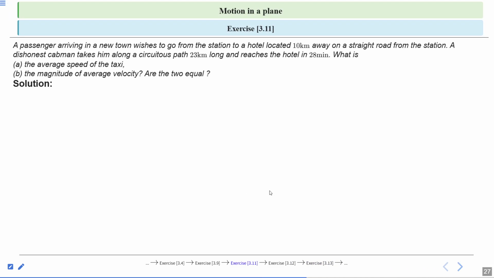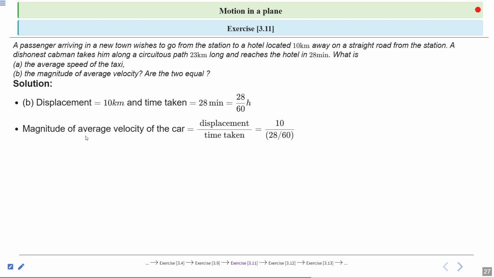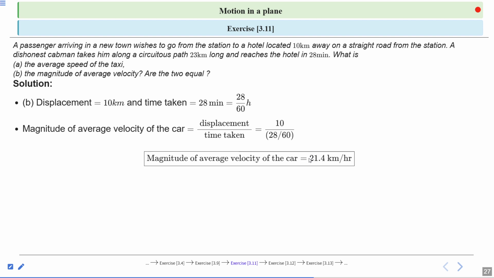Next, displacement is equal to 10 km and time taken is 28 minutes. So when we convert 28 minutes into hours, it will be 28 by 60 hour. Magnitude of average velocity of the car is equal to displacement upon time taken. So displacement is 10 km and time taken is 28 by 60. So magnitude of average velocity of the car is equal to 21.4 km per hour. So this is the magnitude of average velocity.